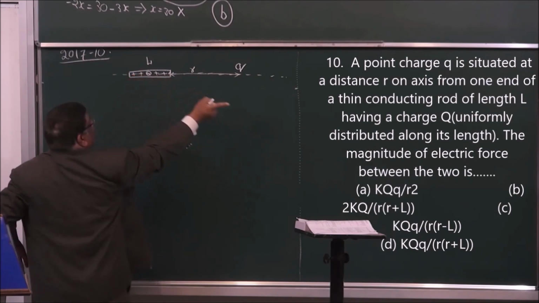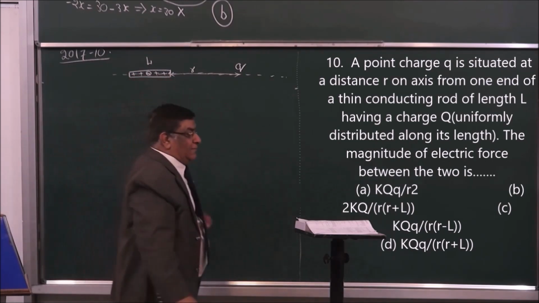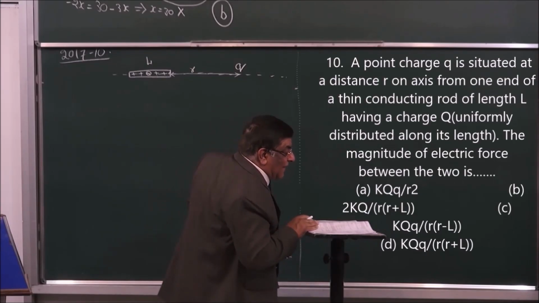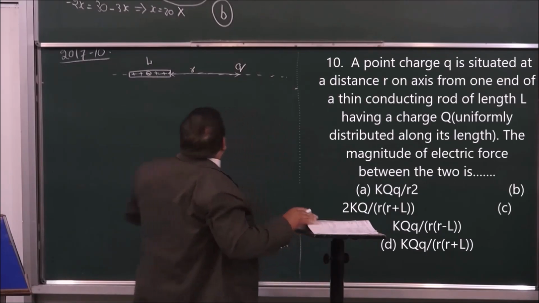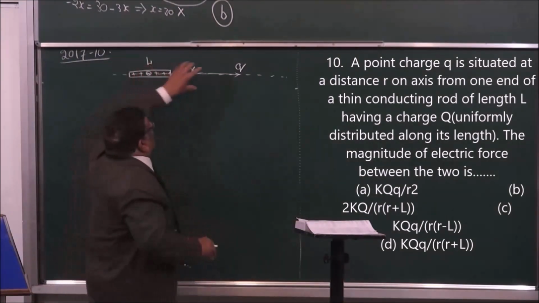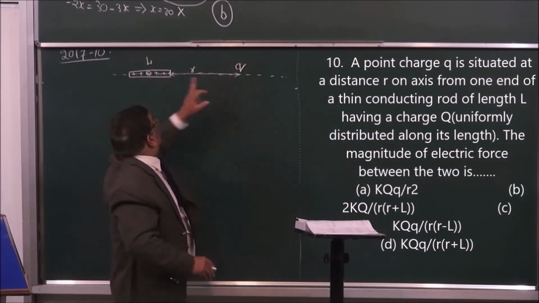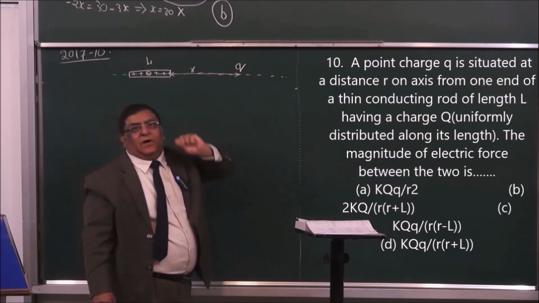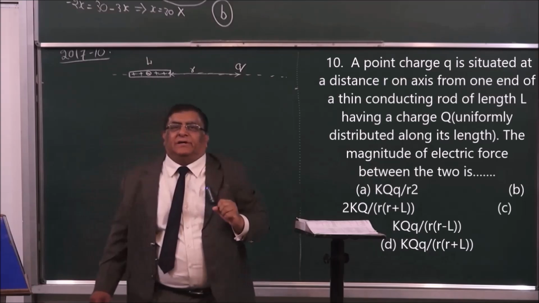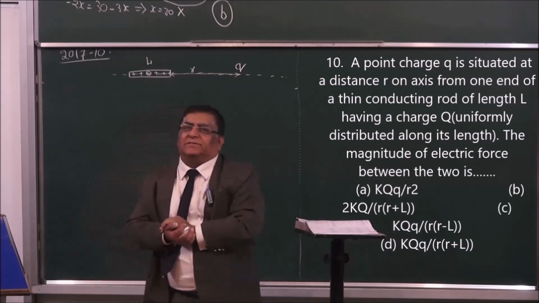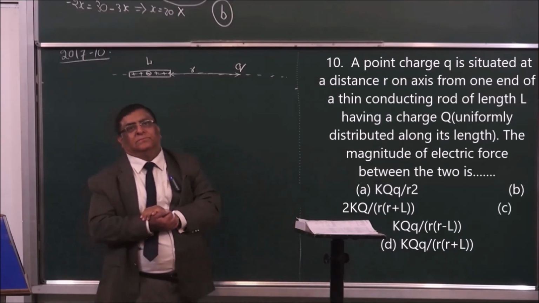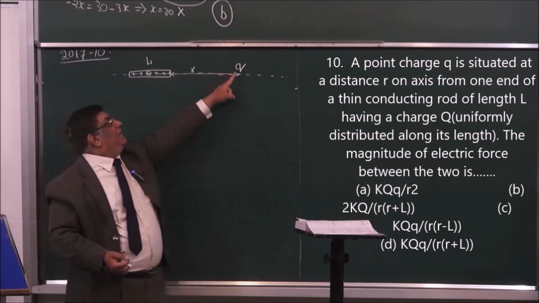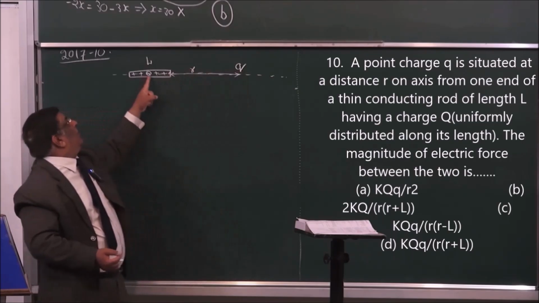You have seen this? Okay, now we are supposed to find out the magnitude of electric force between the two, this charge and this charge. What is the force between these two charges? This we are supposed to find out. Now, what we have studied is that force between two charges is given by Coulomb's law, and in Coulomb's law we will not make Q multiplied by q.